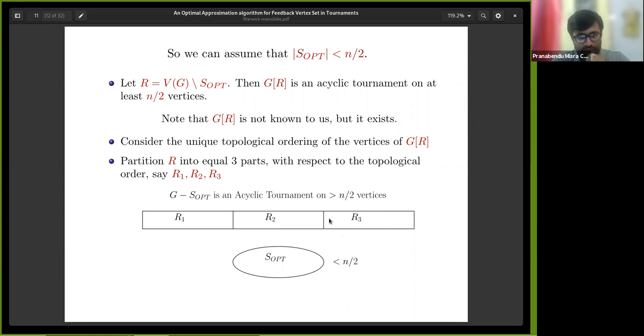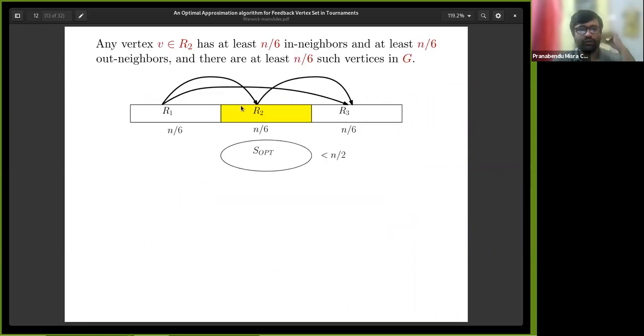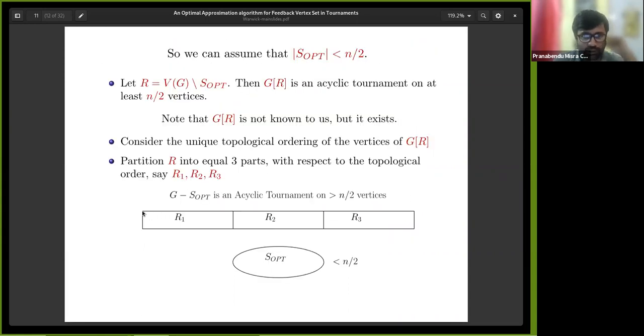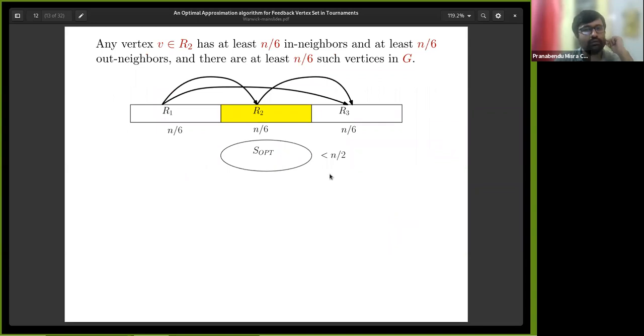Since R contains at least n/2 vertices and we have partitioned it into 3 parts, each part contains at least n/6 vertices. Then let's look at a vertex in this portion R2. What are the properties of this vertex? It's not present in this particular optimum solution, so there is some optimum solution that excludes this vertex. This vertex also has n/6 in-neighbors, and n/6 out-neighbors.